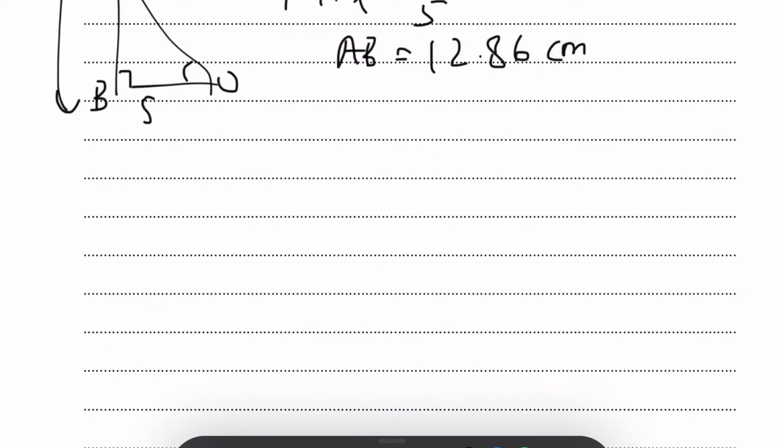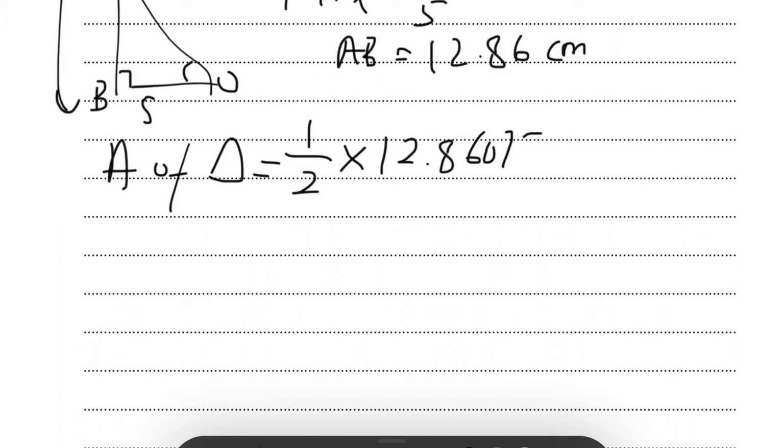Next, I will find the area of the triangle using half multiplied by the breadth, which is 12.86075811, multiplied by 5, which is the radius or the height of the triangle, and this will give me 32.15 centimeters square.